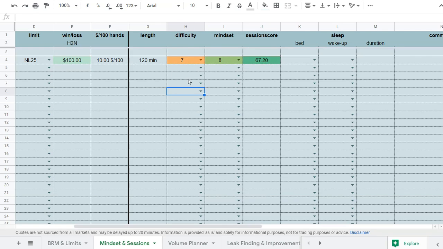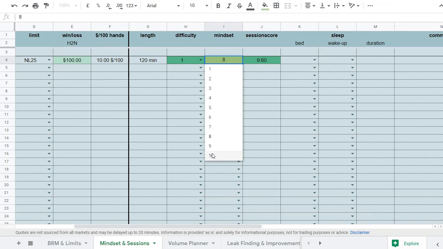Now the values which are used to create the mindset score are the difficulty, the mindset, and the session length. So if we just experiment, we have a difficulty of 1 and a mindset of 10. Well, it's not really too much of an achievement to have a mindset of 10. We couldn't have had a better mindset than 10, but it's not too hard to have a good mindset when everything's running well for us. We can see a session score of 12 for our mindset.